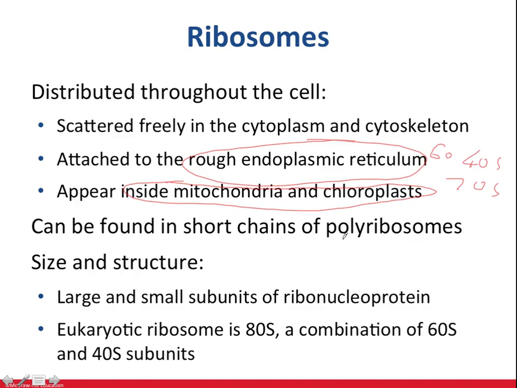Can we find a short chain of polyribosomes? Polyribosomes. A ribosome has large and small subunits. In a eukaryotic cell, it is a combination of the 60S and 40S subunits.